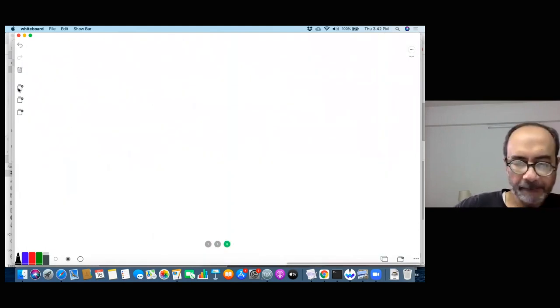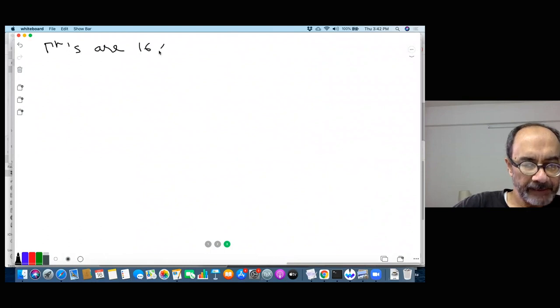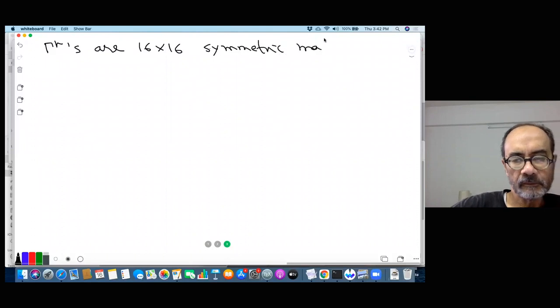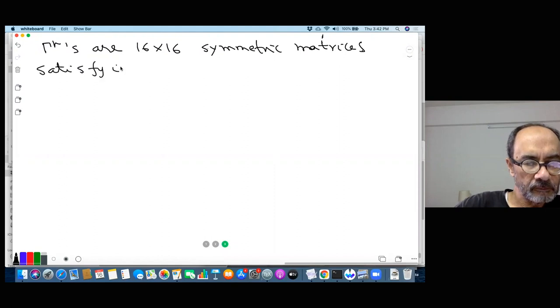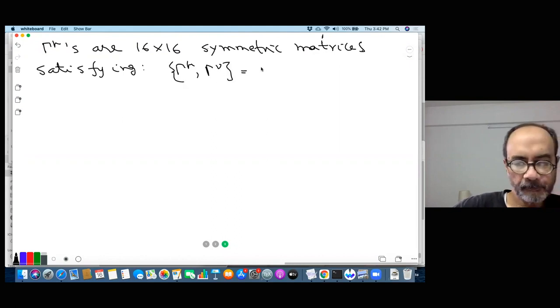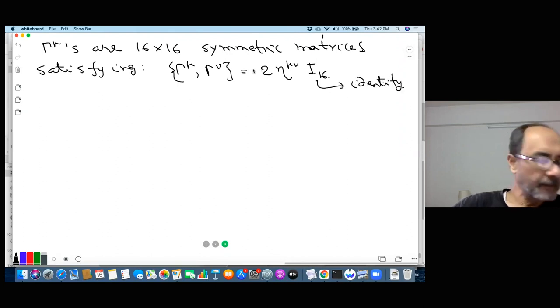Okay, so let me just say what the gamma mu's are. Okay. So these gamma mu's, these are 16 by 16 gamma matrices, symmetric matrices. Is anti-commutator. Okay, so this is the identity matrix. Okay, this is probably familiar. Okay, these are 10-dimensional gamma matrices.